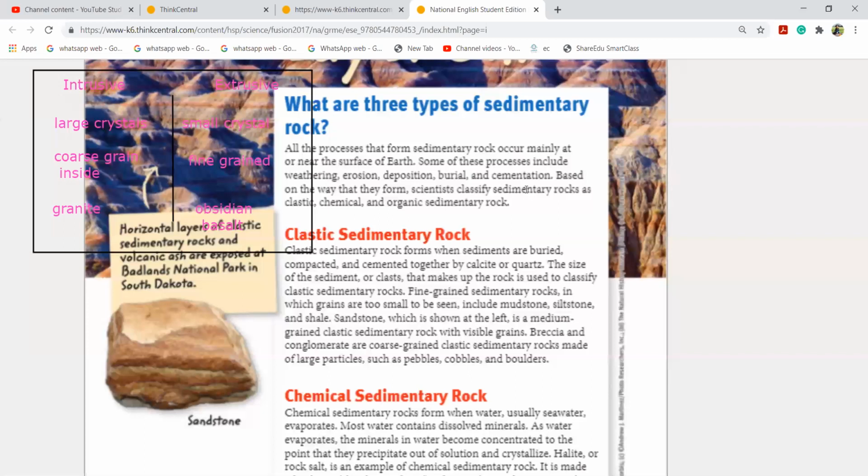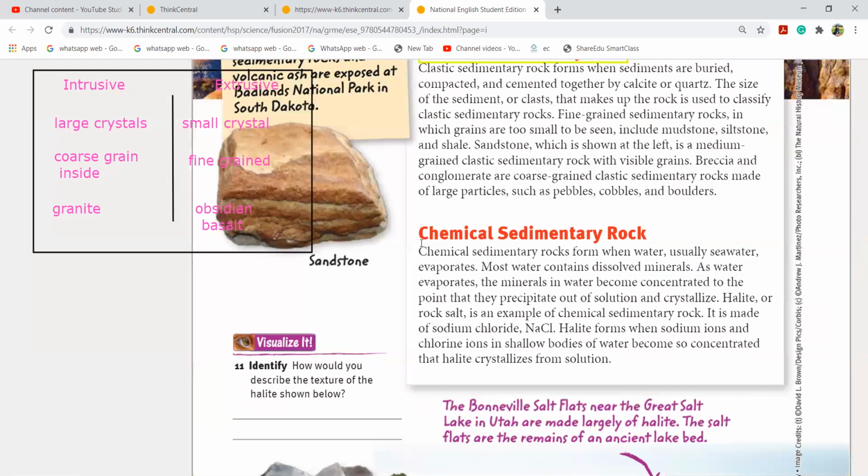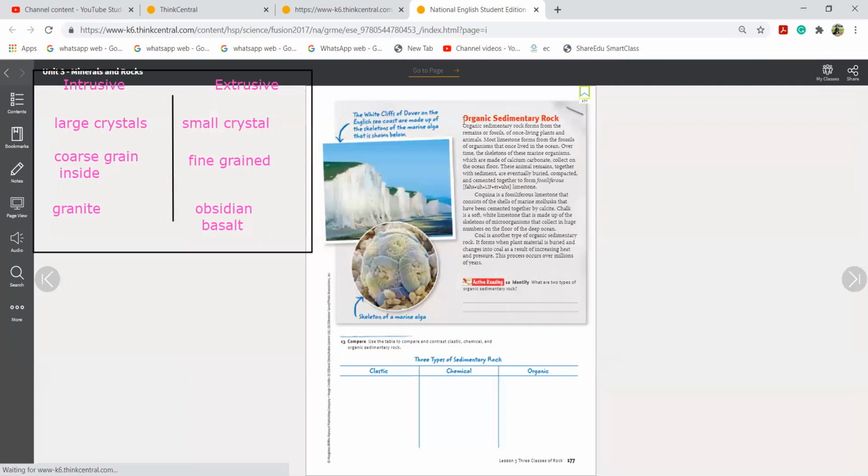Now here, in sedimentary rock, there are three types. One is clastic sedimentary rock, chemical sedimentary rock, and organic sedimentary rock.